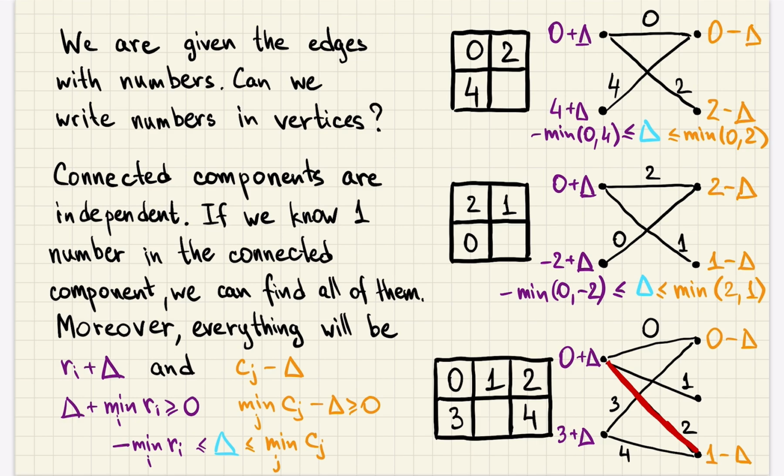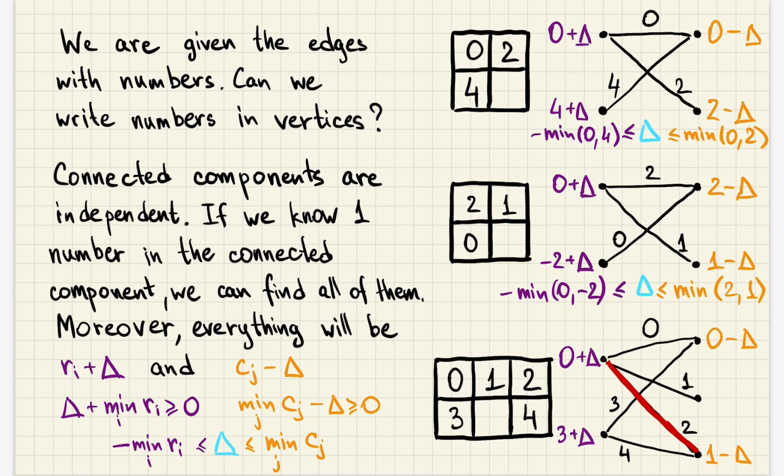So we are doing DFS. If we visit a vertex for the first time, we can deduce what is the value in that vertex. If we get an edge that goes to a vertex that we have already visited, we should check that the value written on the edge is actually equal to the sum of the values on the endpoints. And if it is not, then the answer is just no.